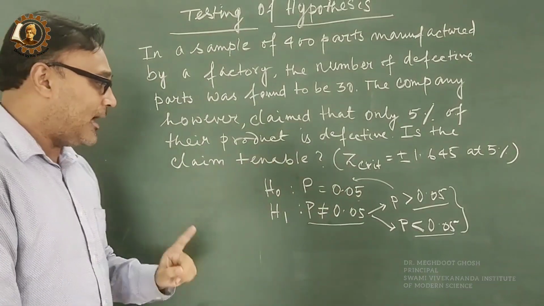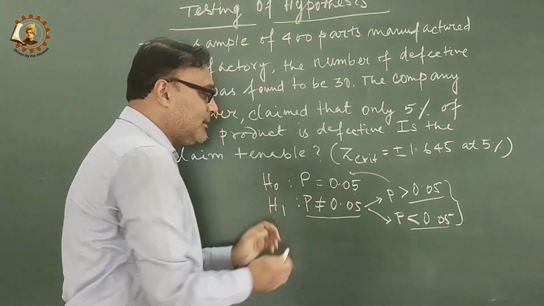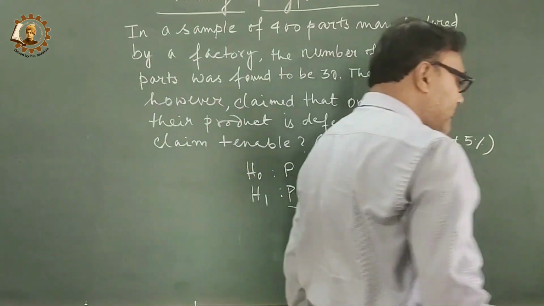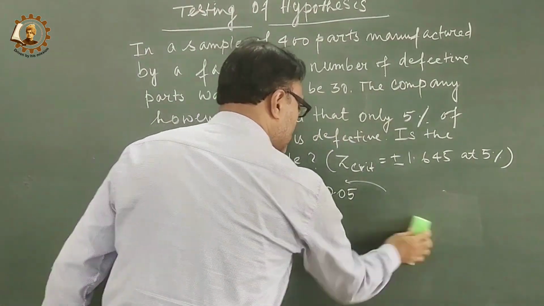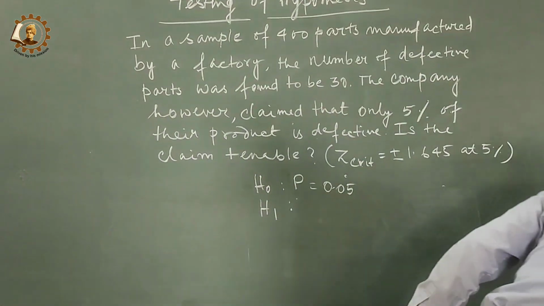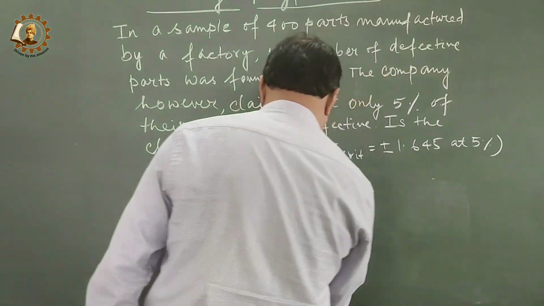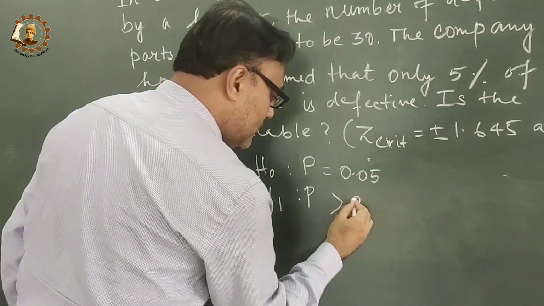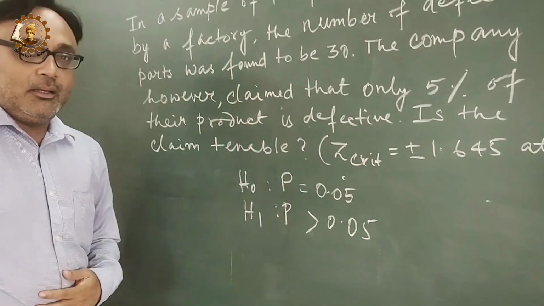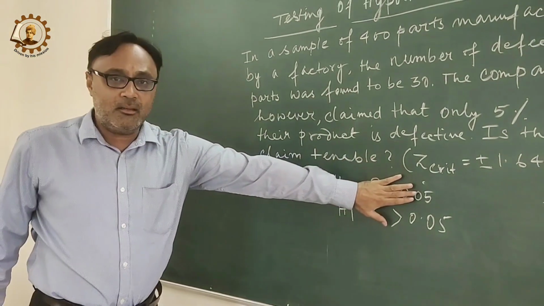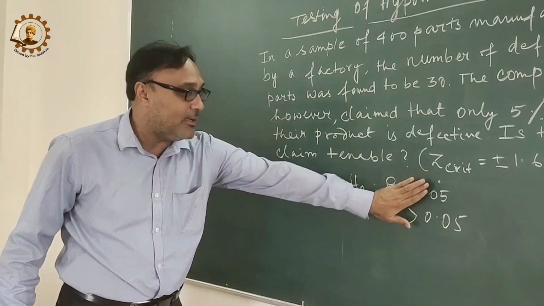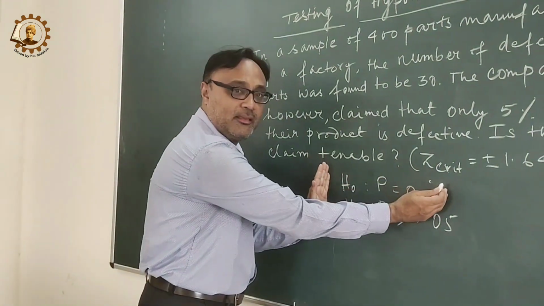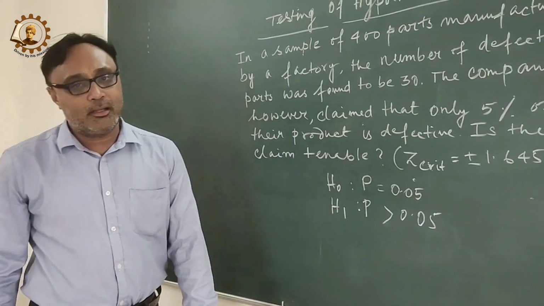Okay, so that is the reason why instead of writing P not equal to 0.05, here we are going to write P greater than 0.05. So obviously this is the statement. What is this statement? This is the statement which is actually contradicting this. So if this is my null hypothesis, I can consider this as an alternate hypothesis.